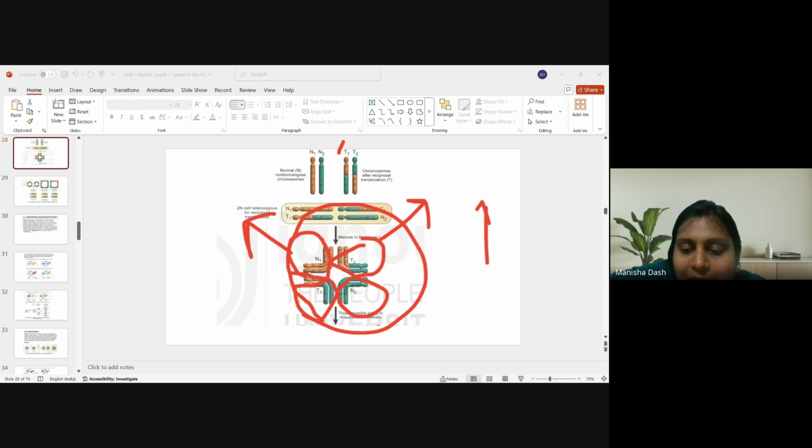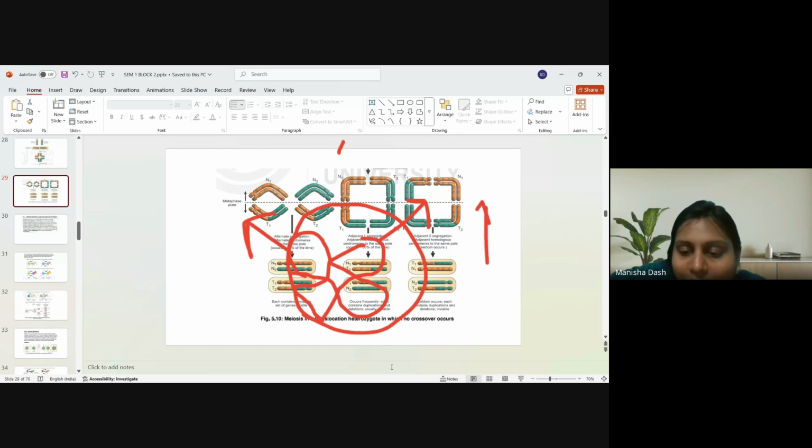So look into the next slide. The first picture is the alternate segregation. In the alternate segregation, you have both the normal chromosomes in one pole and both the translocated chromosomes in the other pole. But that is fine, because even though the translocation is there, the entire set of genes is present. So the gametes will survive. But look at the other cases.